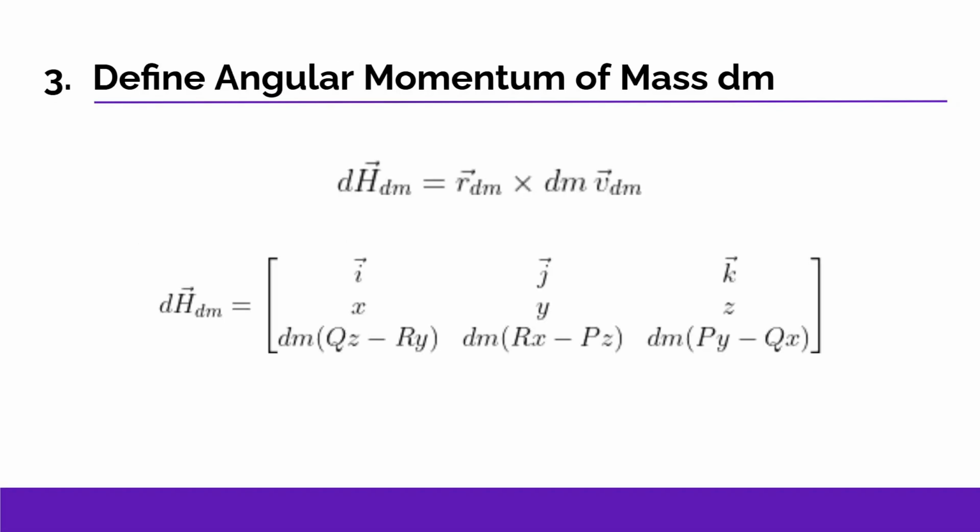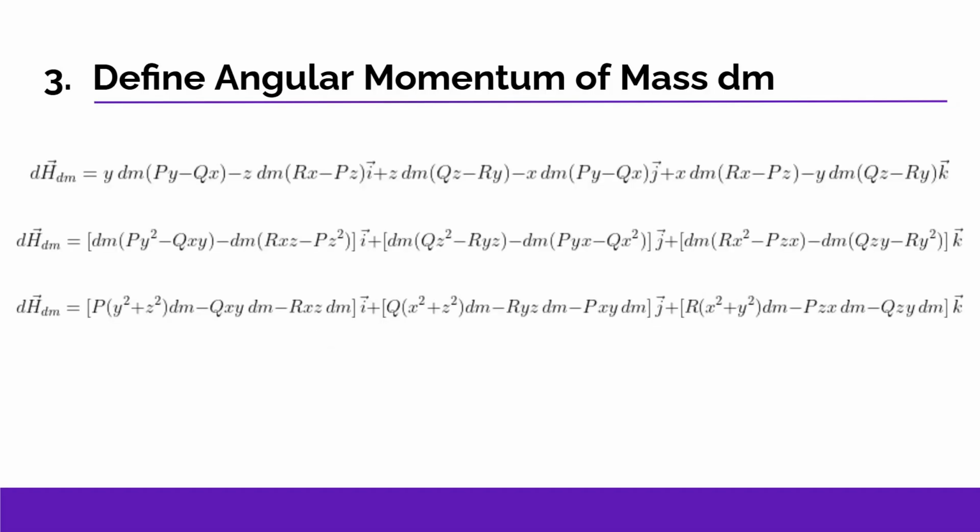Now that we have r_dm and v_dm, the next step is to compute the angular momentum of that elemental mass dm. This is based on what we figured out at the beginning of this lecture, and that is r_dm cross dm times v_dm. And again, I emphasize that we're talking about d of h_dm and not h_dm because we're still talking about that elemental mass dm. So we're going to solve for that cross product again via a matrix, which is basically the standard procedure. And what you're essentially going to get is this.